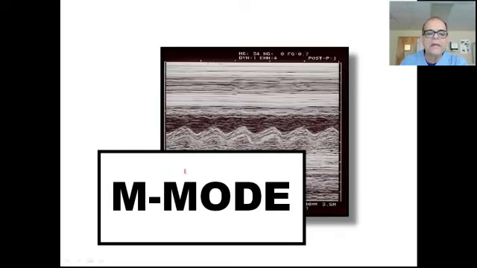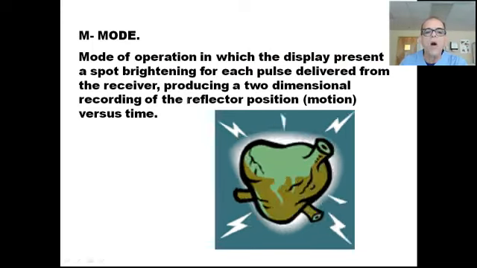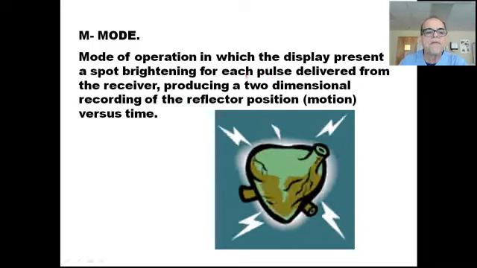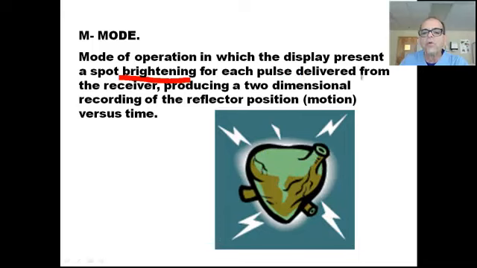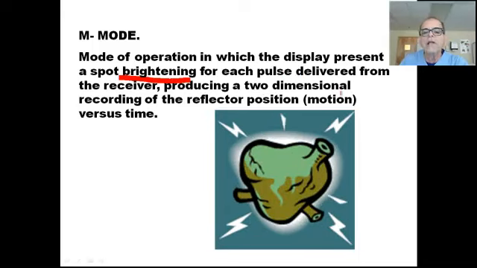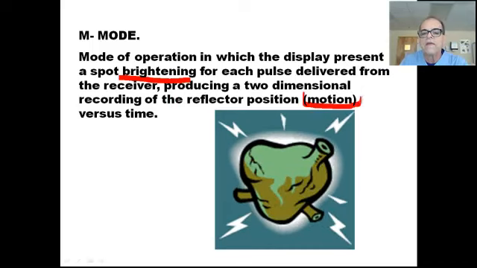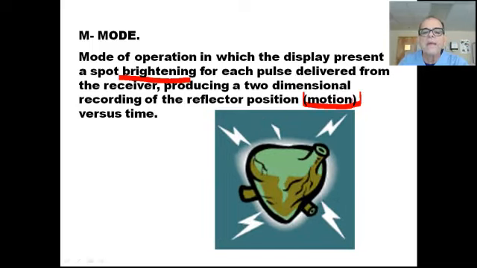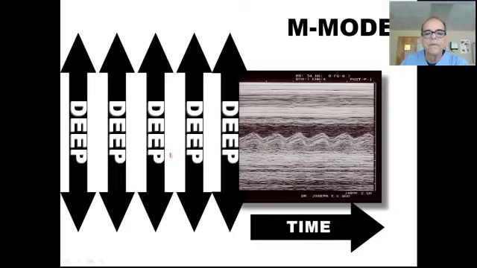M mode means motion mode. It is a mode of operation in which the display presents a spot brightening, exactly like brightness mode, for each pulse delivered from the receiver, producing a two-dimensional recording of the reflector position motion. This is the phrase that describes M mode. M mode is motion mode. It is depth and time, not depth and width. Depth, axial resolution, in time. This is the difference with B mode.